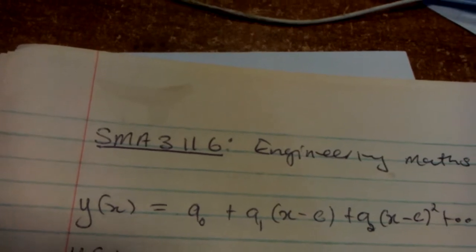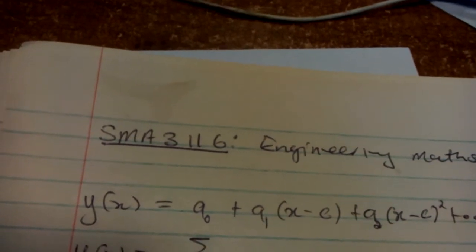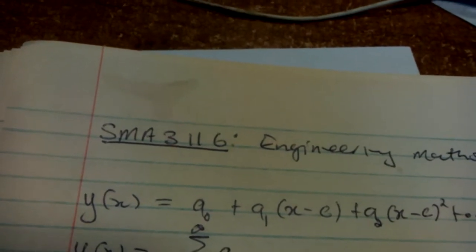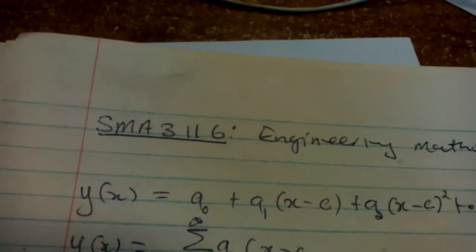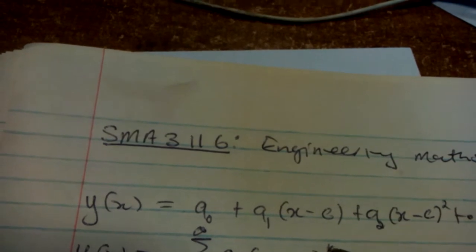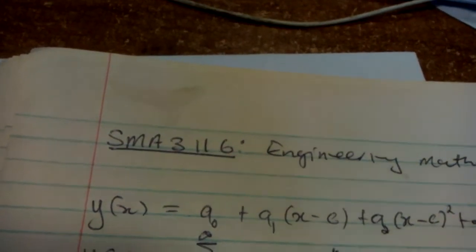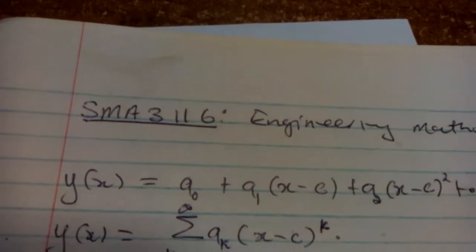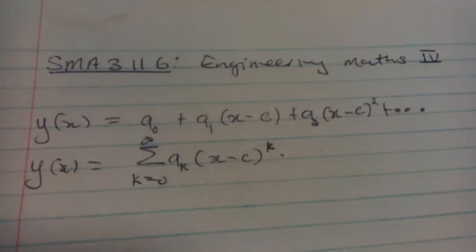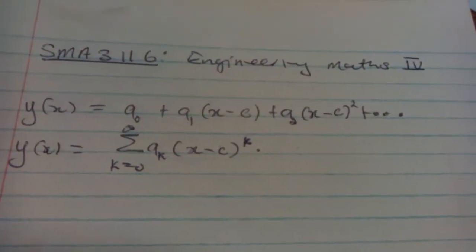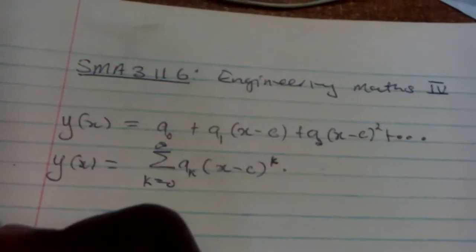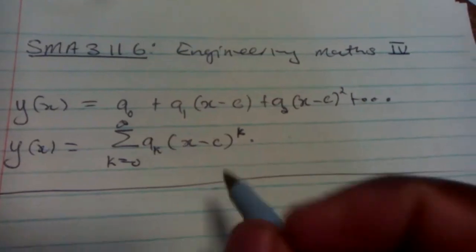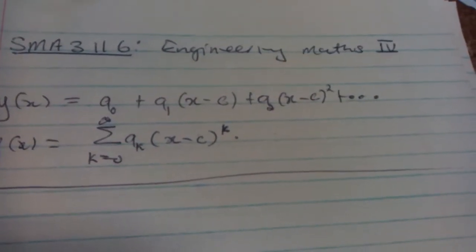In a more compact form, this is normally written as the sum of ak (x minus c) to the power k. But for now, for the interest of those who have not looked at power series, I may have to take an aside and define what a power series is.